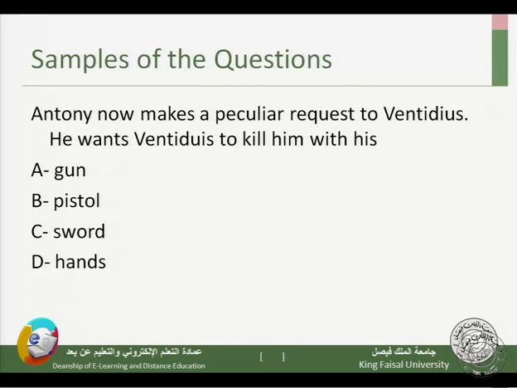Okay, let's move to another question. Antony now makes a peculiar request to Ventidius. He wants Ventidius to kill him with his what? His gun, his pistol, his sword, or his hands? Of course, if you still remember the scene, Antony asks Ventidius to kill him with his sword, but Ventidius did not do this, and he stabbed himself instead of killing Antony.